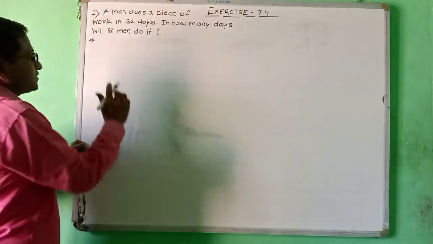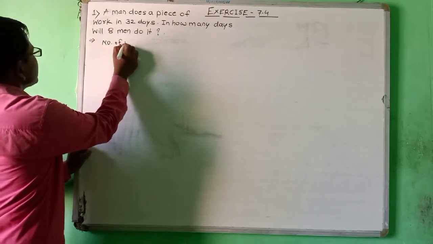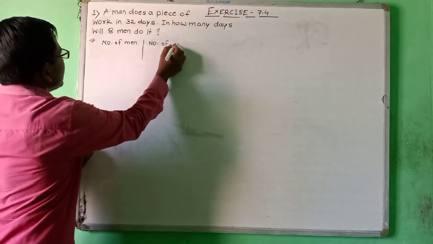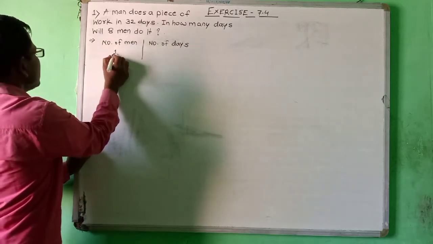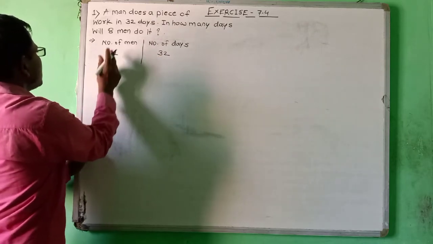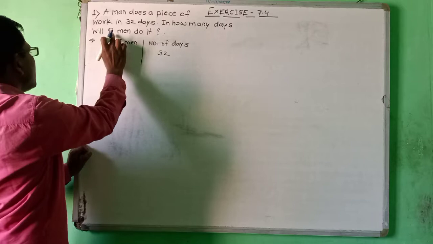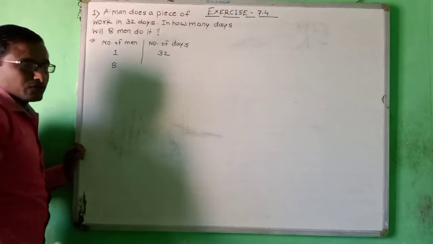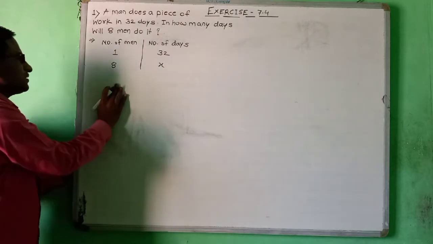You make two columns: number of men, then number of days. Write here number of men 1, number of days 32. Then in the second condition, in how many days will 8 men do it? So number of men is given, 8, and number of days is not known, so write here x. Then, by inverse changes.